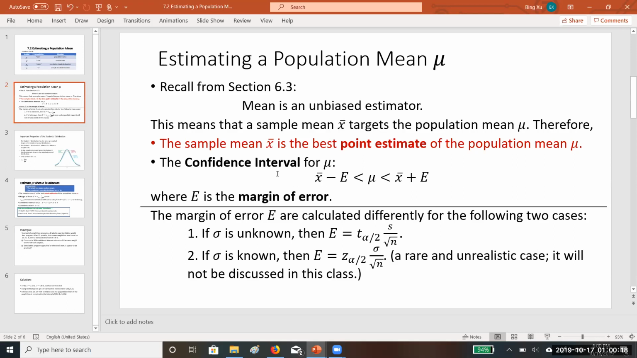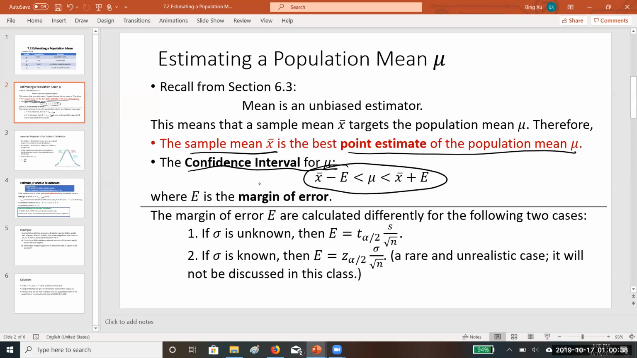Okay, and the sample mean is the best point estimate, right? And to find the confidence interval, if you want a little range to estimate the population mean, this is the formula. It's the sample mean minus margin of error to sample mean plus margin of error. Based on different situations, margin of error is found differently.